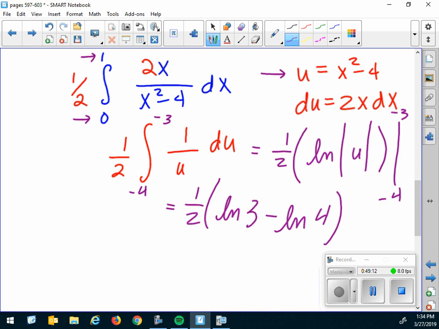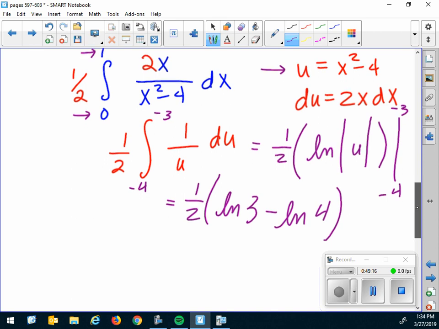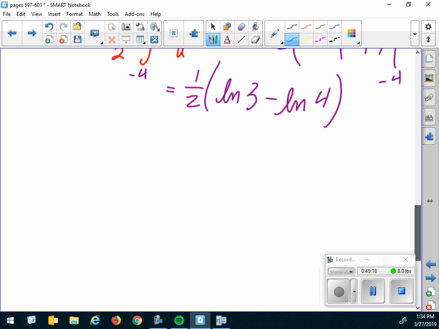Now there's one thing you can do. If this was a multiple choice question, that would not be the answer. You can condense when you have 2 logs with a minus between them. And you can condense it how? With a division. 1/2 times the natural log of 3/4. There you go.